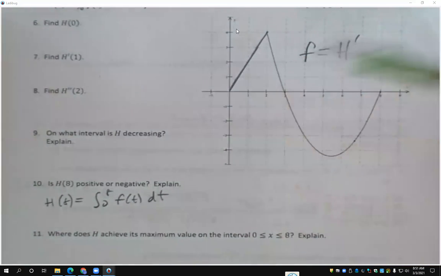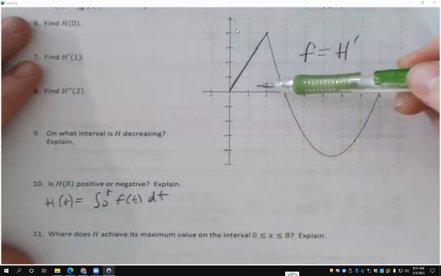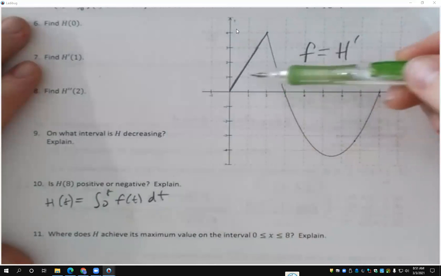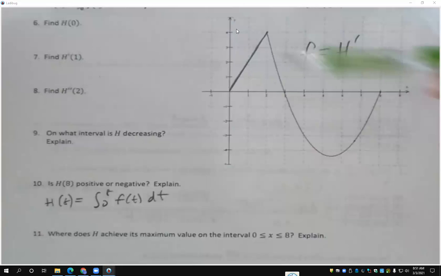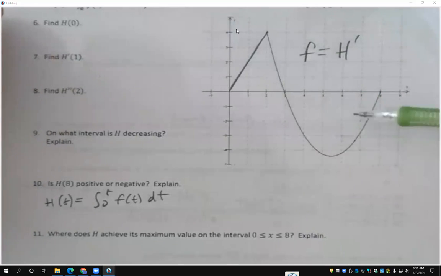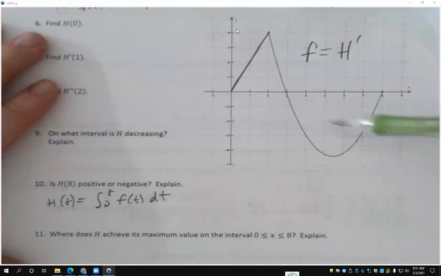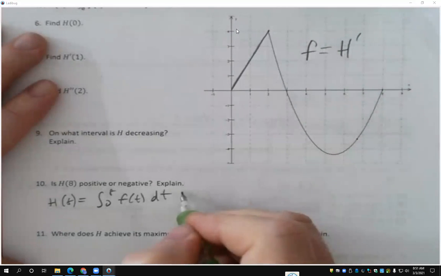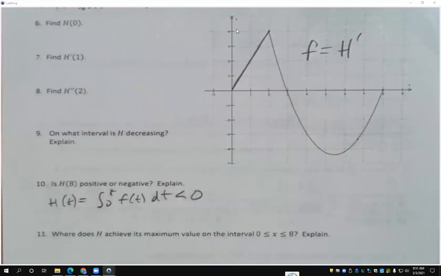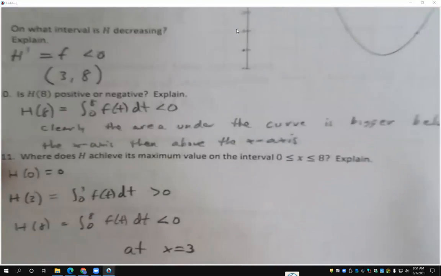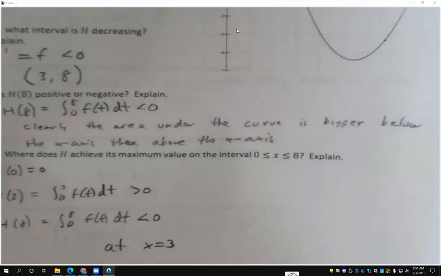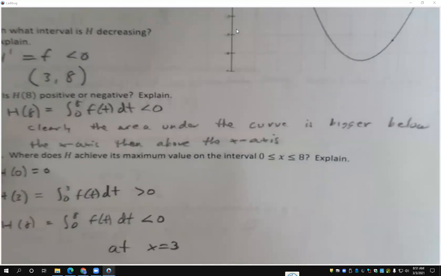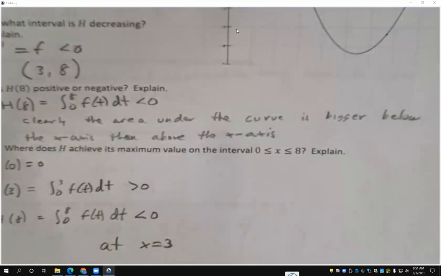And you could count squares. You could say I have like 2, 3, 3.5, 4.5, 5.5. You could just start doing that. And you can start counting these and you can see that this is definitely bigger than this. So the area is going to be negative. Now, I didn't write on the paper, but I'll show you what I wrote on mine. I wrote this: clearly, the area under the curve is bigger below the x-axis than above the x-axis. Therefore, it's negative.